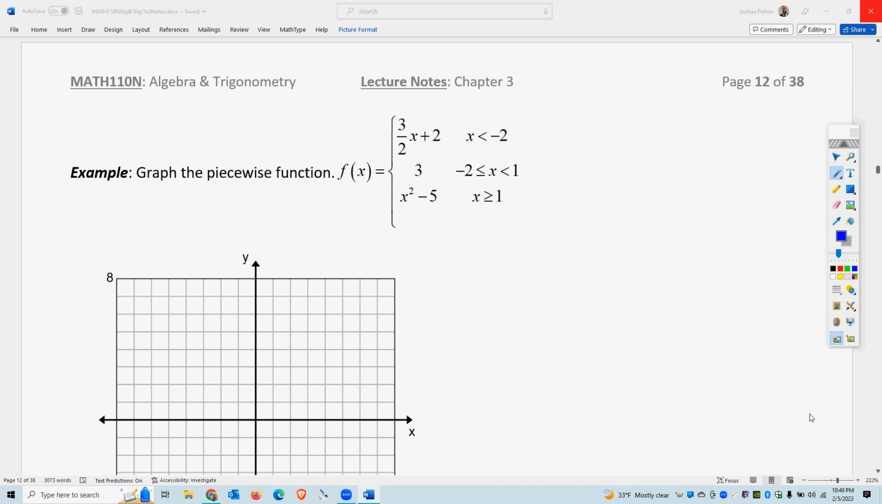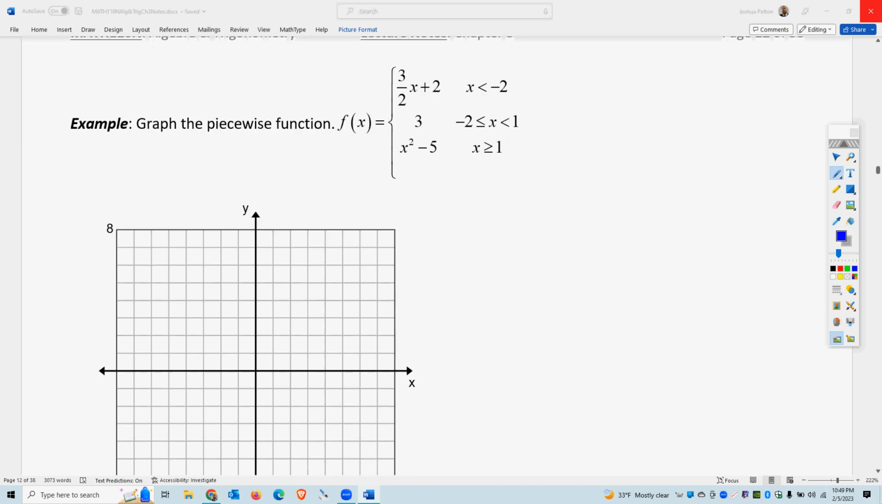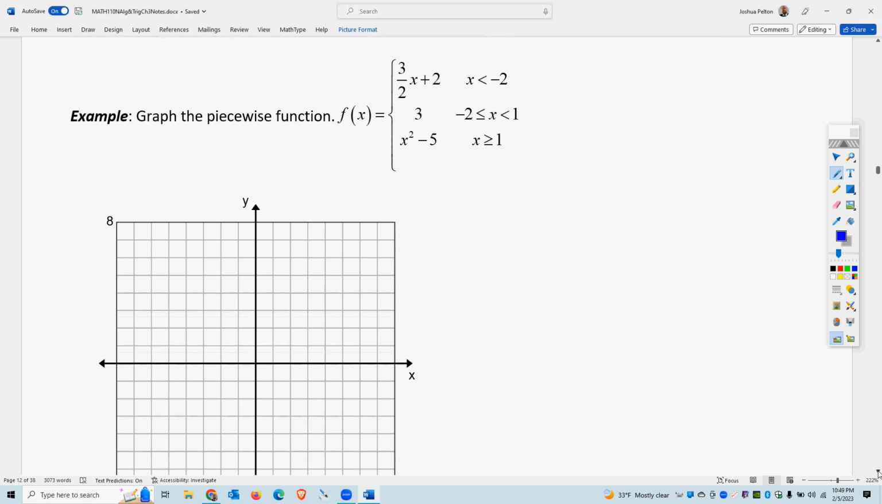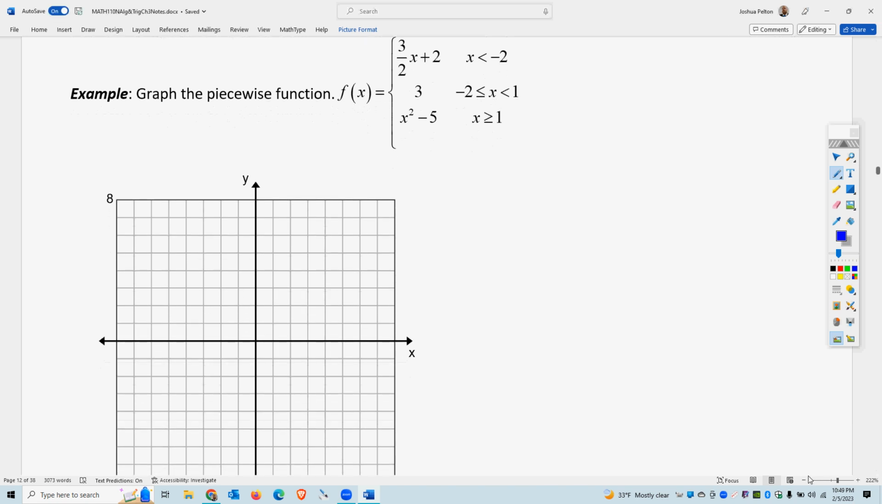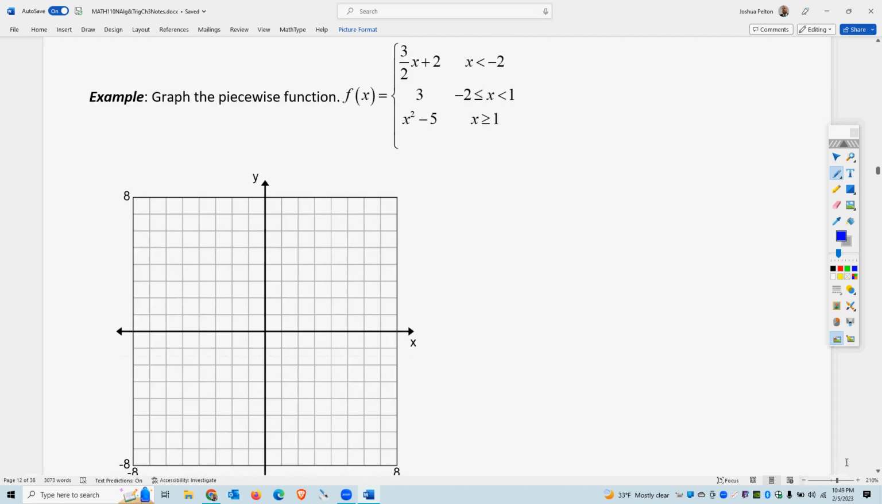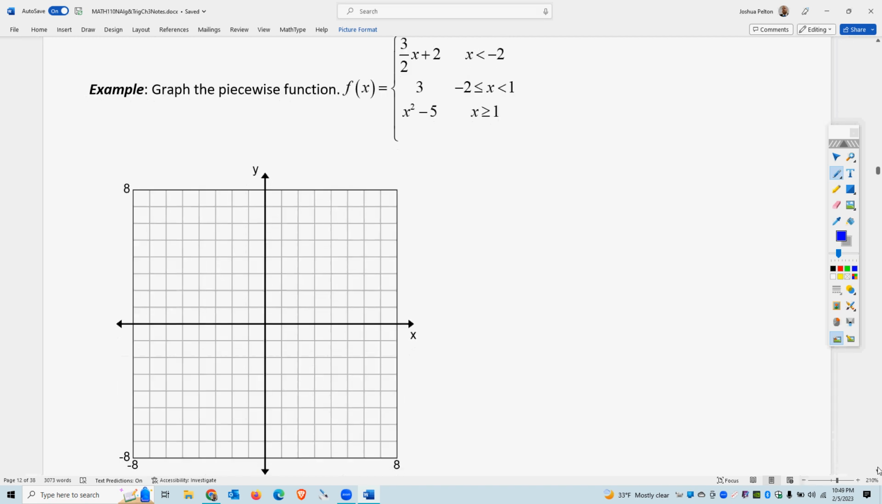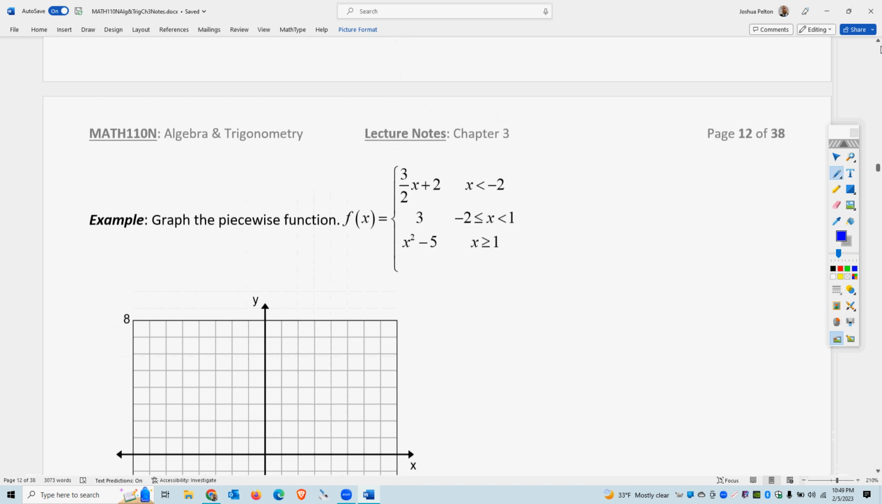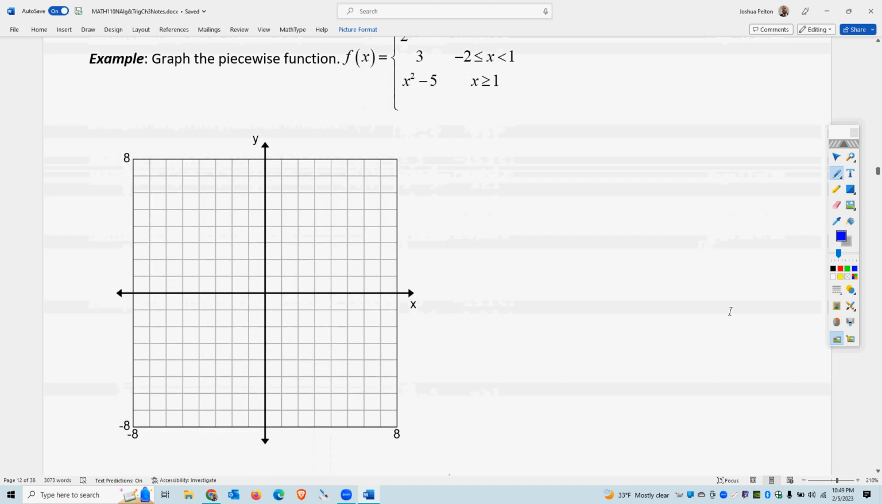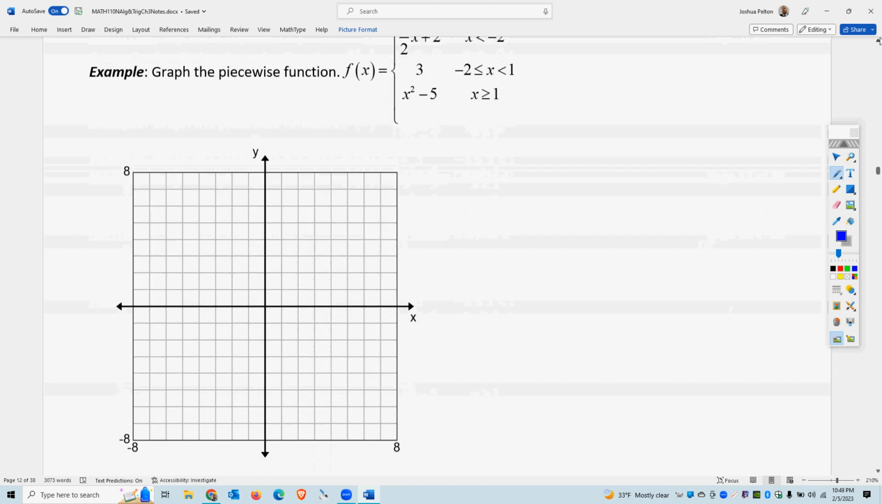This is part 4 of chapter 3, section 2. So now we're going to do piecewise functions. All it is, is a function in pieces essentially. So this function has 3 pieces, and there are 2 parts to a piecewise function.